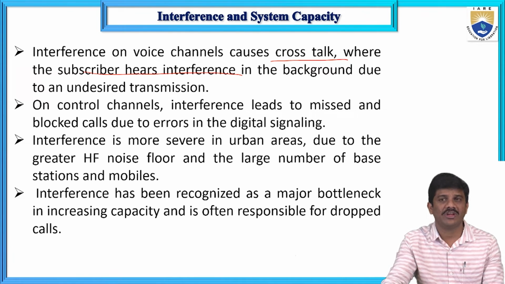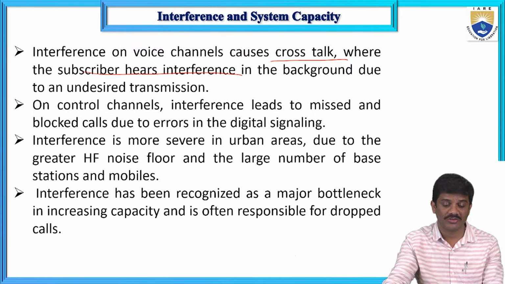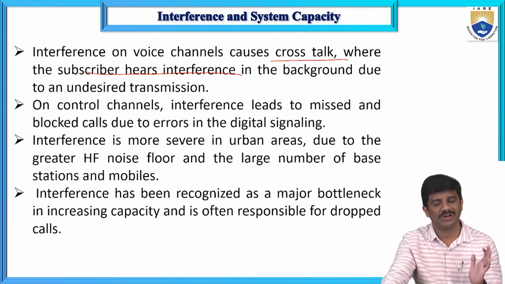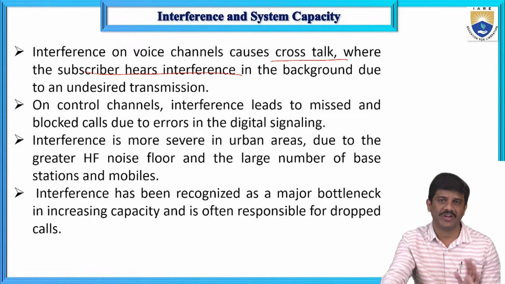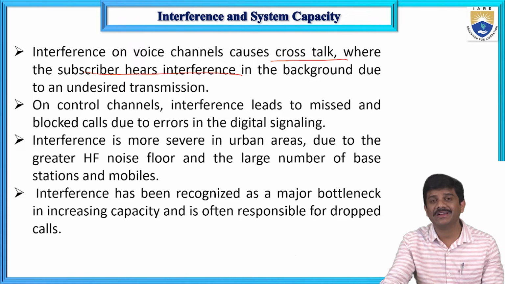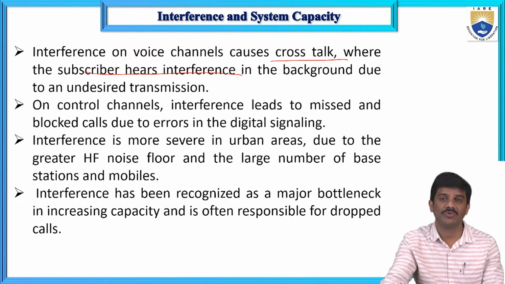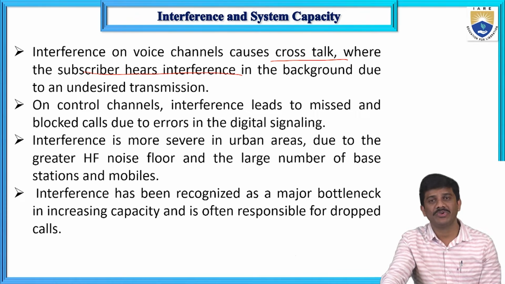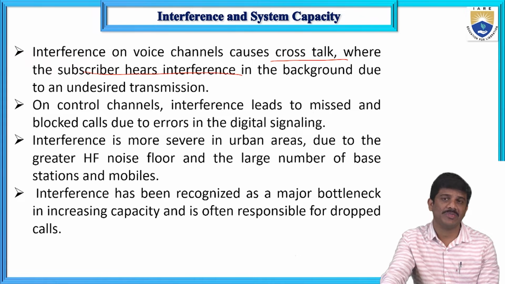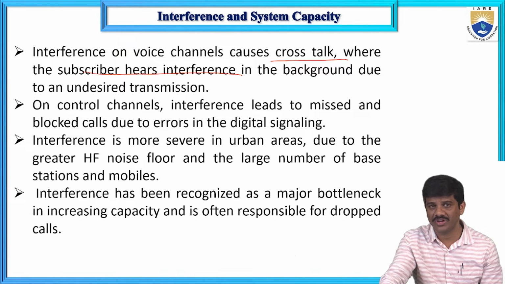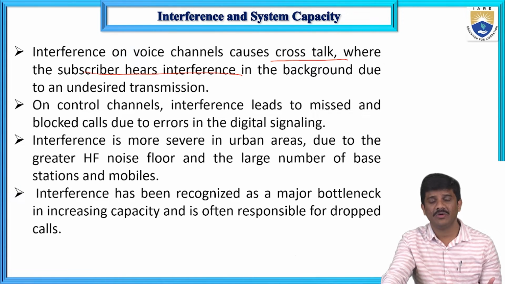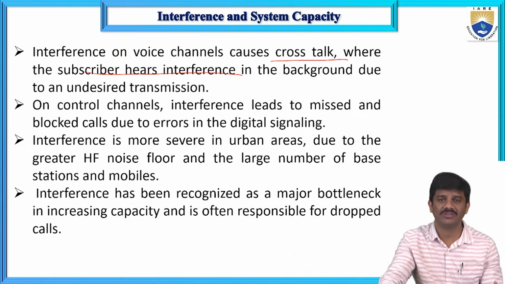And control channel interference leads to missed and blocked calls due to errors in the digital signaling. Coming to digital signaling, many types of interference occur. Interference is more severe in urban areas due to greater high-frequency noise and the large number of base stations and mobiles. Urban areas have more interference because there are high-rise buildings and trees, and based on that the propagation changes, then the interference occurs.